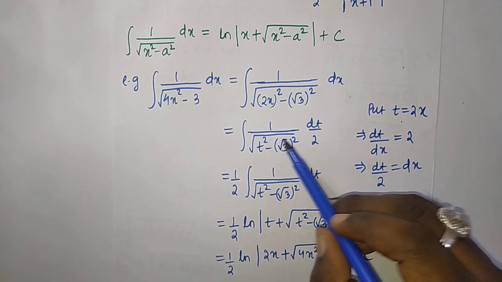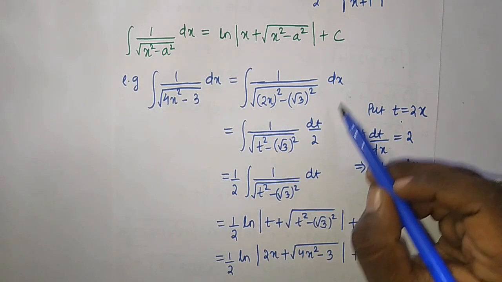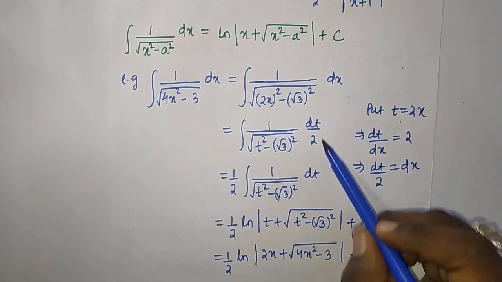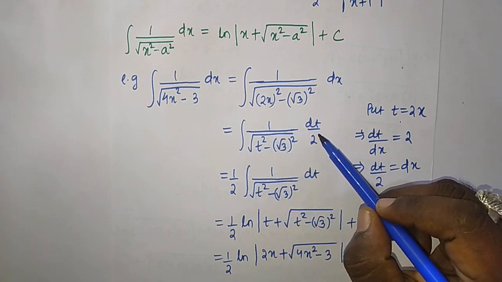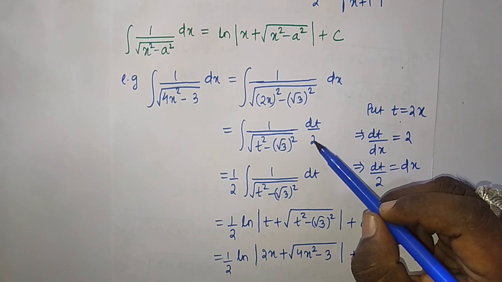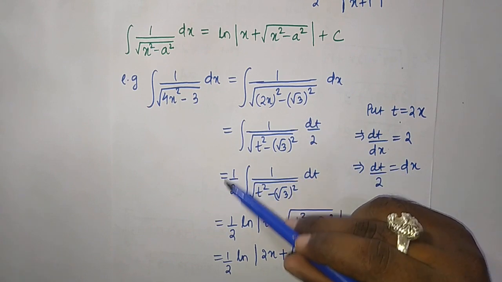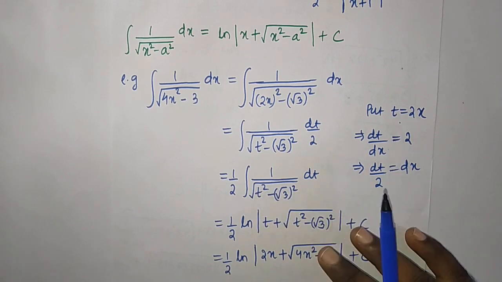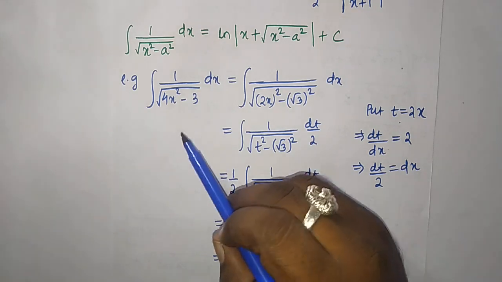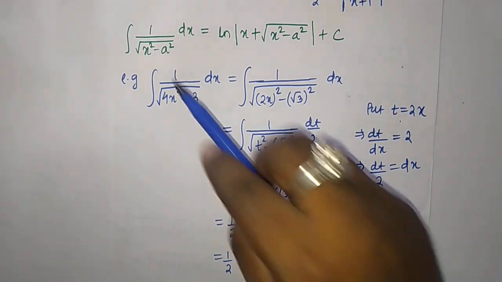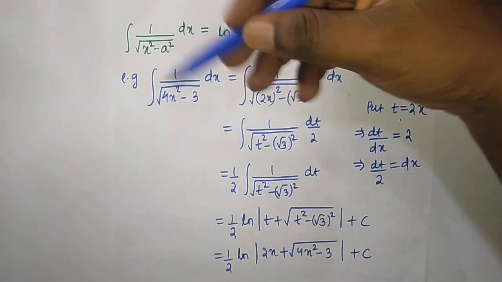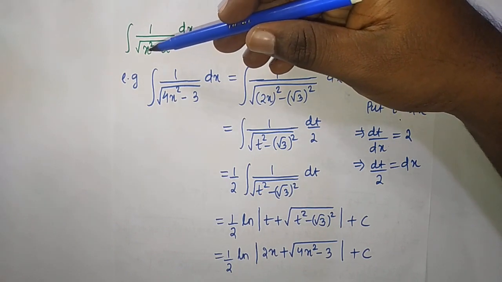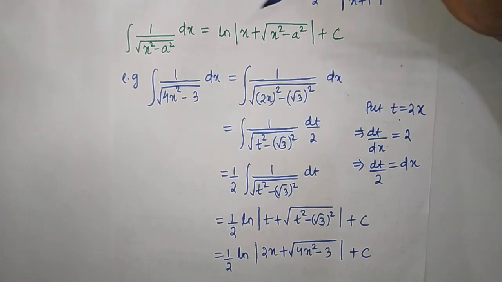Now put it here: in place of 2x we will put t, and in place of dx we will put dt by 2. From here we have got this thing, and here you can see 1 by 2 is multiplied, so take this 1 by 2 term to the outside of the integration. So here you have got 1 by 2 into integration of 1 by root over of t square minus root 3 whole square. Now in place of a, here root 3 is there. You can compare these two forms, they are the same. Like previous examples, in place of x, t is there, and in place of a, root 3 is there.